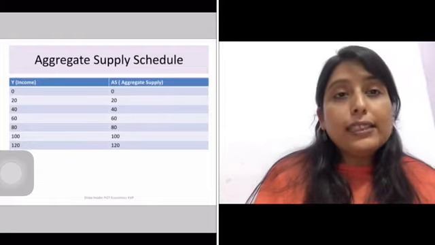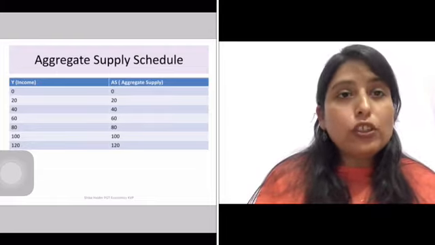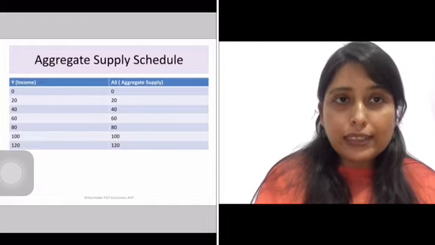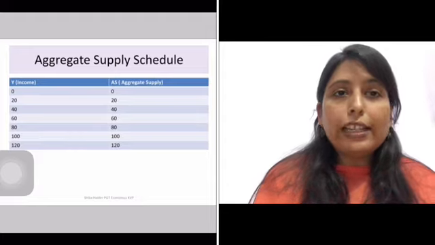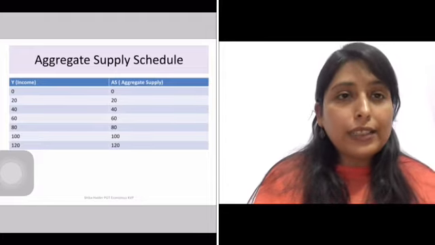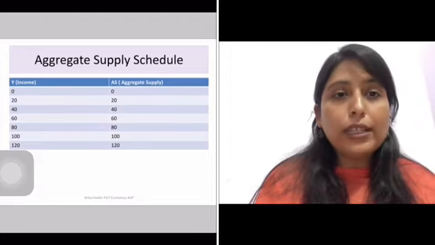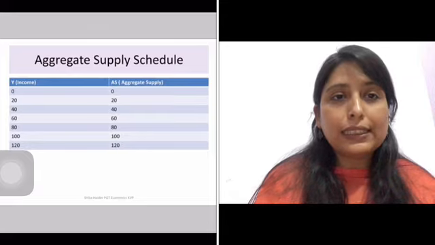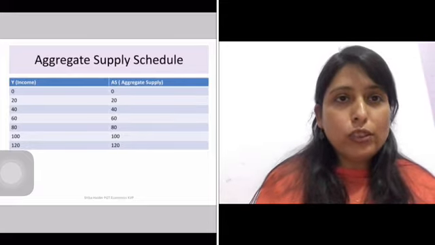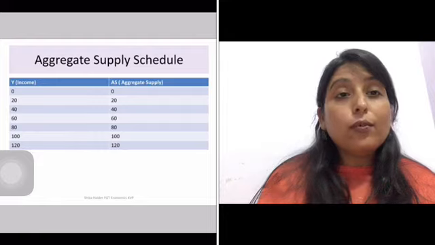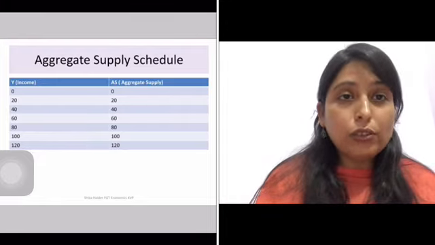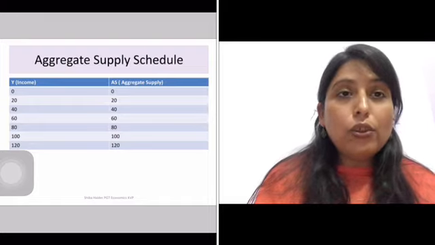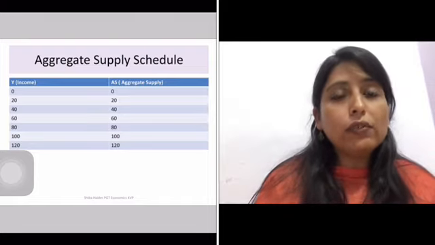So what is aggregate supply schedule? It's a table which shows the behavior of aggregate supply corresponding to different levels of income. तो स्लाइड में आप देखिए, साइड पे आपको एक स्लाइड दिख रही है जिसमें लेवल ऑफ इनकम है 0, 20, 40, 60. It is increasing by 20 crore each time, and we have already proved that Y and AS are equal to each other. So whatever is the value of Y, the value of AS will be the same.